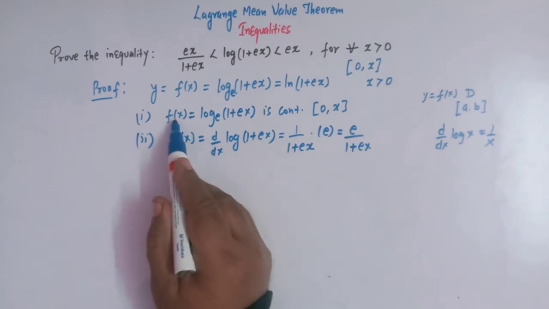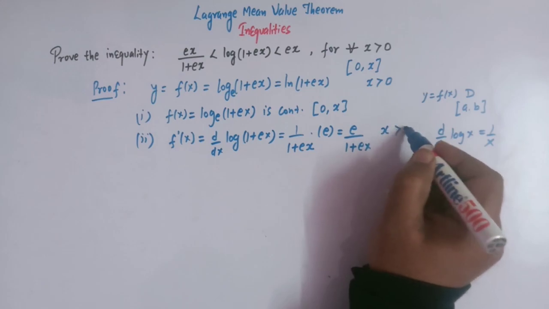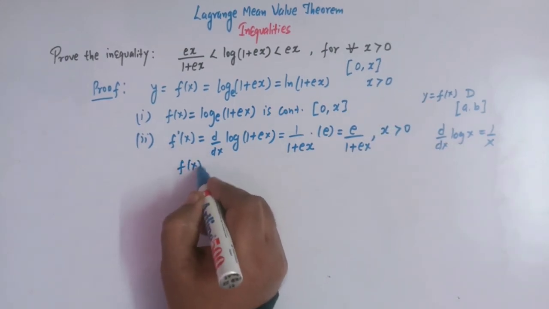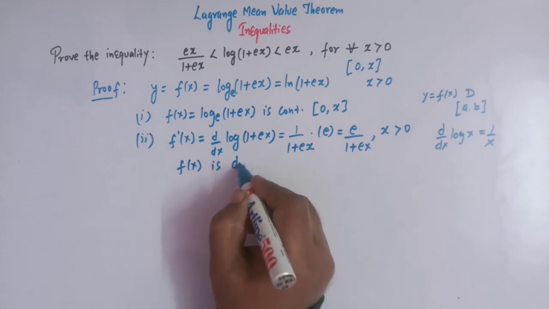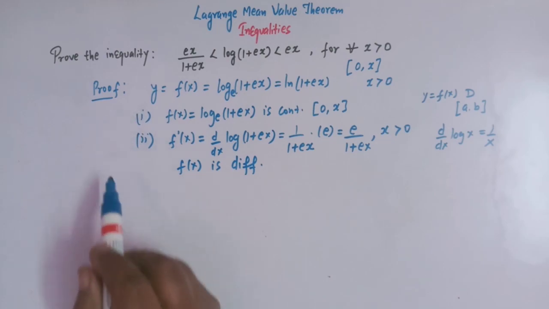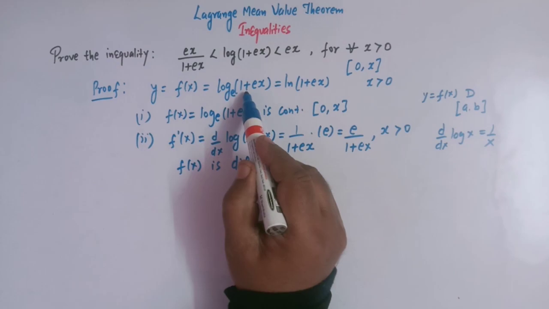and we can see that the function f of x is derivable for all x greater than 0, right? So the function f of x is differentiable, right? So the two conditions of Lagrange's mean value theorem are satisfied by this function.